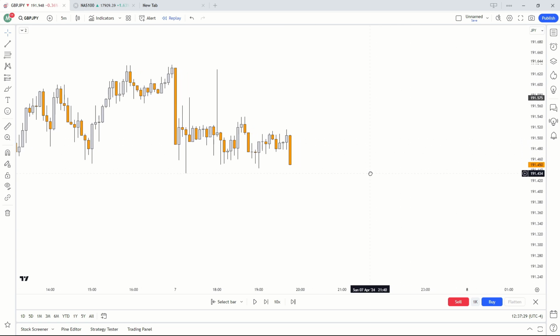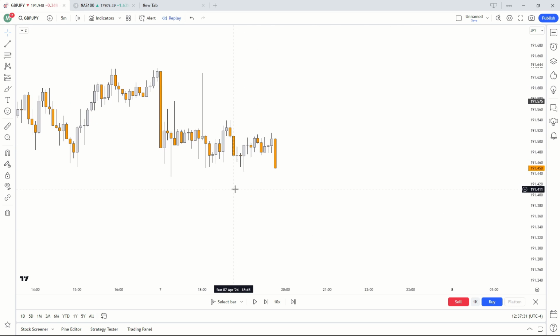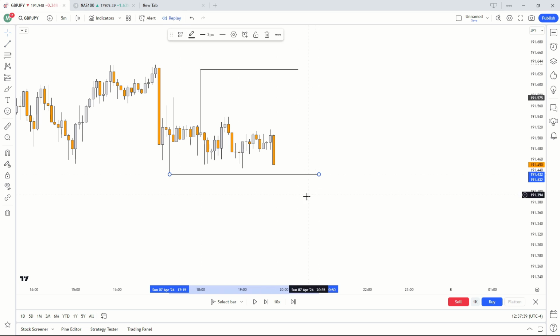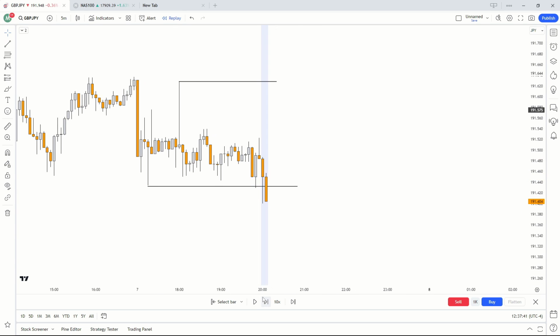Now, in this example, I'll show you the extra entry model which ICT has taught us and an example where we can use it. So in this example, we have very clear liquidity right here. We have this swing high and swing low right here. So if I play out market, you guys can see we do take out this low right here. However, market is failing to displace it.